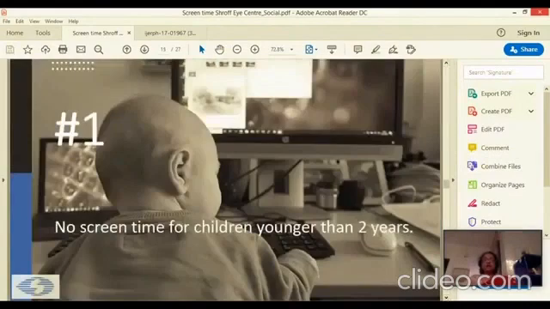And so let's talk about the golden rules. Number 1, no screen time for children younger than 2 years. If you look at the American Academy of Pediatrics, if you look at all guidelines, they'll tell you kids under 2 should not be exposed to a screen.